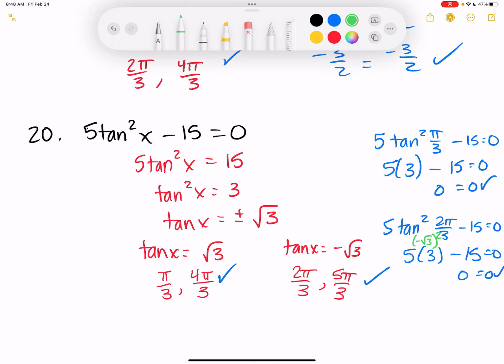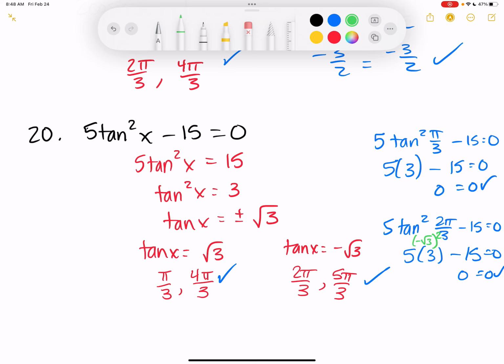I think, honestly, we're going to stop there for now. Okay, we're going to look at one more, actually.